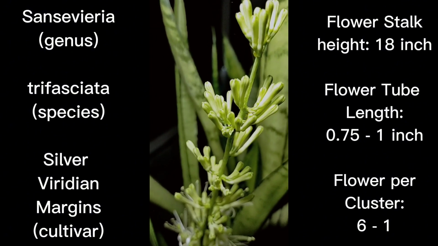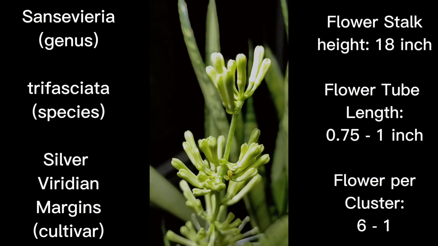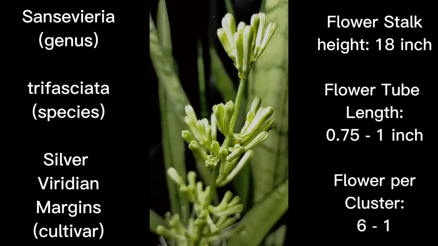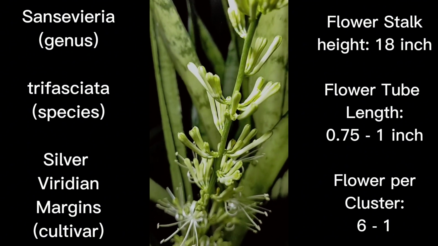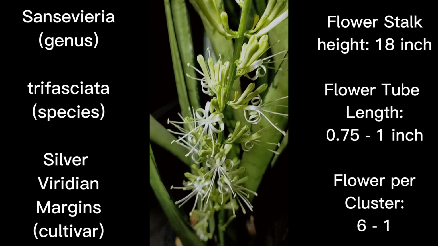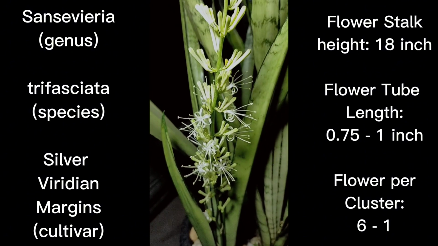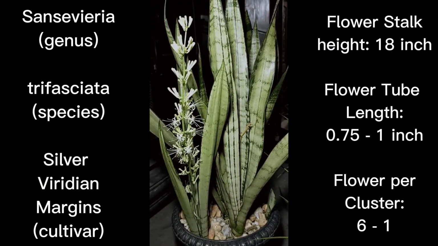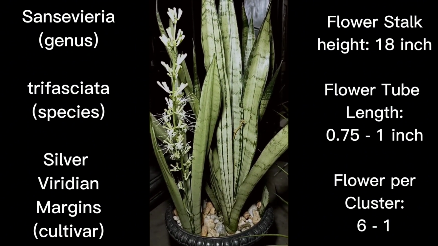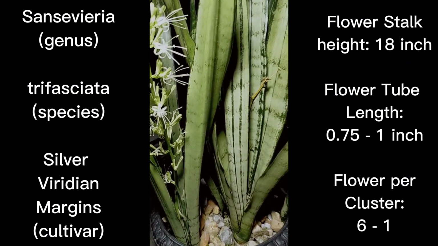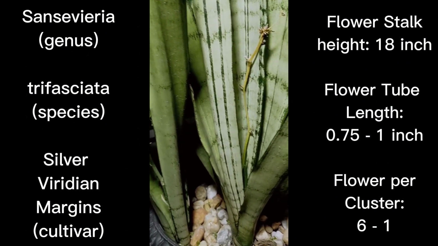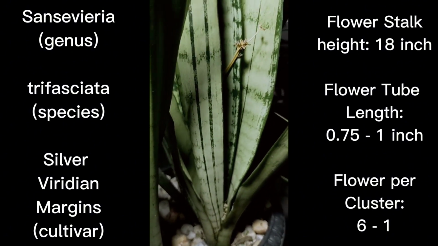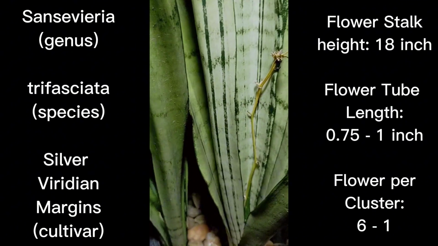The flower stalk height, I have measured it and included it on one of the pictures. It's about 17 to 18 inches. The flower tube length would be 0.75 to an inch, and the flower cluster is 6 to 7 flowers in a cluster. By the way, the type of inflorescence in botanical terms is raceme type. I'm sorry, I'm not very familiar with how it's pronounced, but I will be researching how it's pronounced, and I'll update you on the later features on this channel.